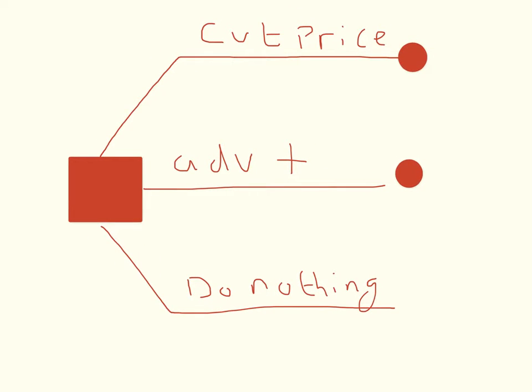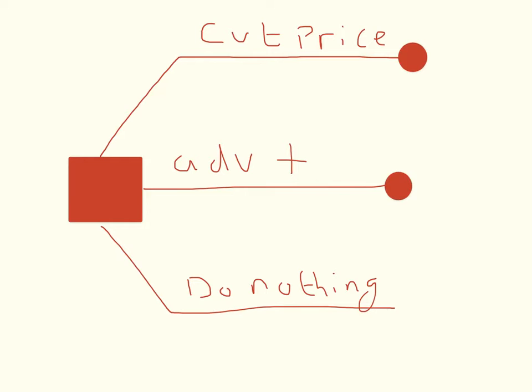Just line these circles up so they're in place. Because the third option is to do nothing, there are no other outcomes. So there are no possible outcomes, it's just do nothing. So we don't need a circle down here, so it's just the two.